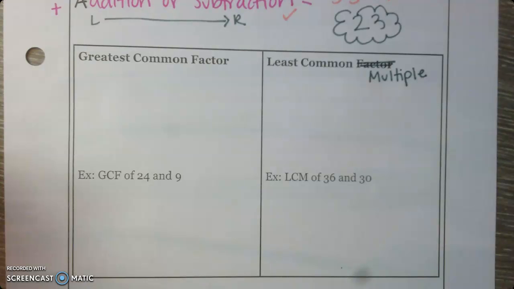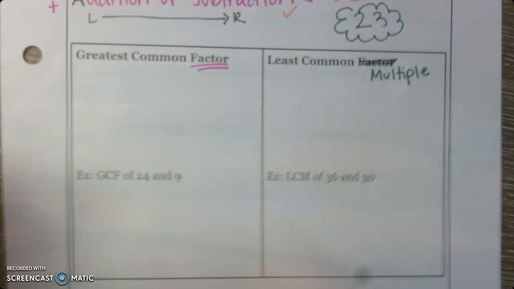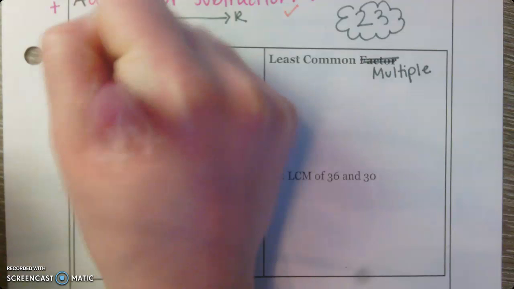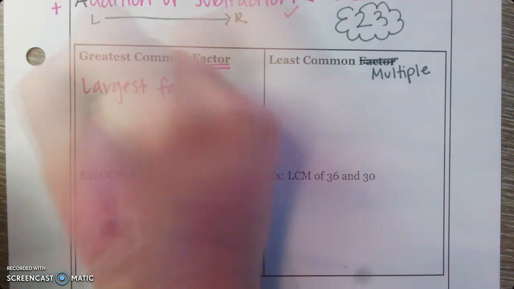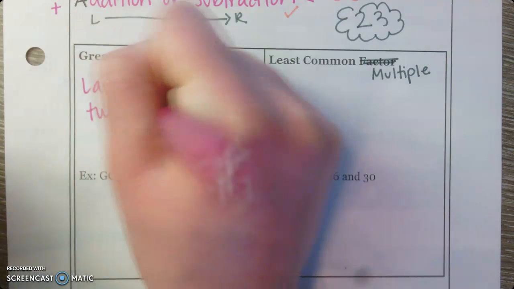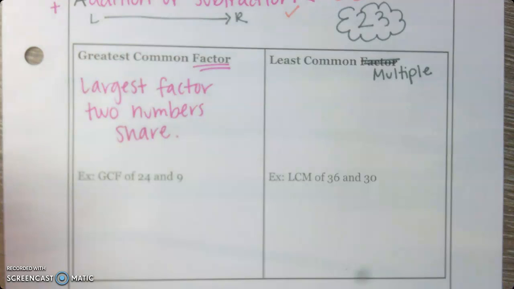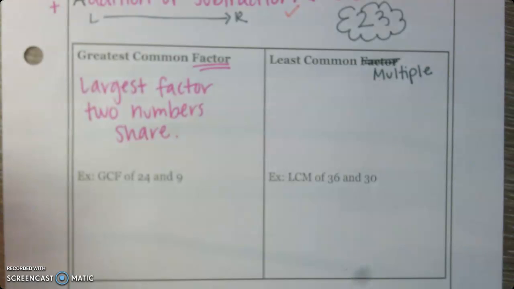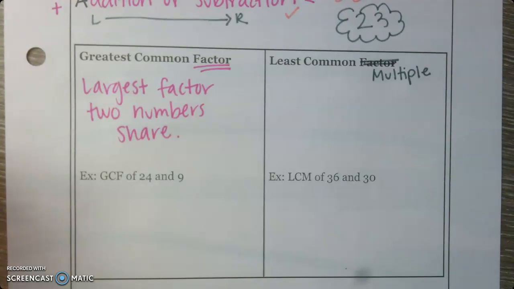All right, greatest common factor. So that word factor, right? Those are the values that make a number. You can multiply together to get that number, right? So we're going to say largest factor two numbers share, or that they have in common. So make sure you write that down in your notes. Largest factor two numbers share.